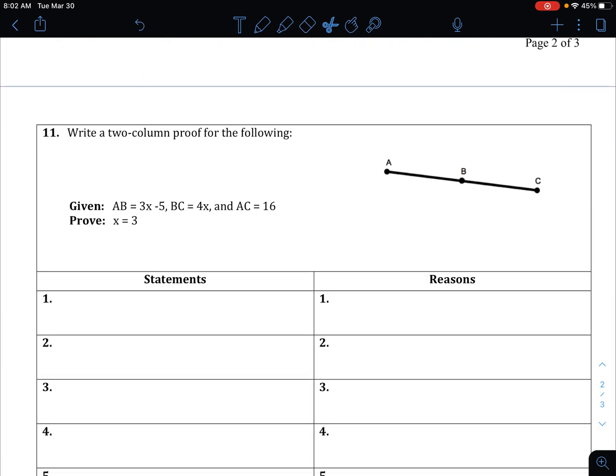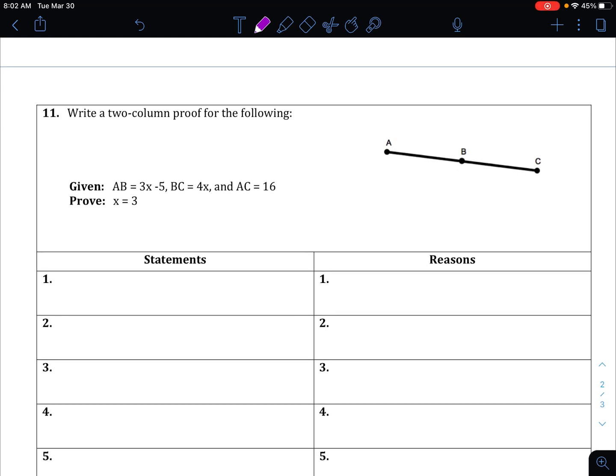All right, 2-column proof. Mr. Sanderson is walking in the door. He's going to get set up today. He's got a sweet jacket on too. Wait till you guys see it.